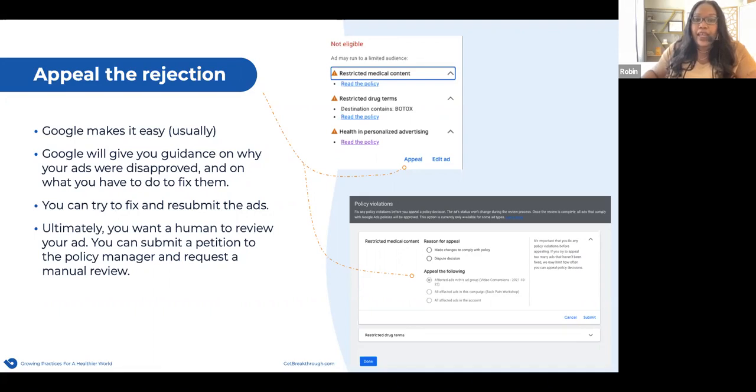So Google will give you guidance on why they didn't approve the ad, and they allow you to edit it. Once you edit the ad, you can go back and appeal and try to resubmit it. If that doesn't work, ultimately you can ask for a human to review the ad. On the bottom, you can submit a petition and request a manual review of your ad. In that way, a human will actually go in, read your ad or listen to your video, and make a decision from there.